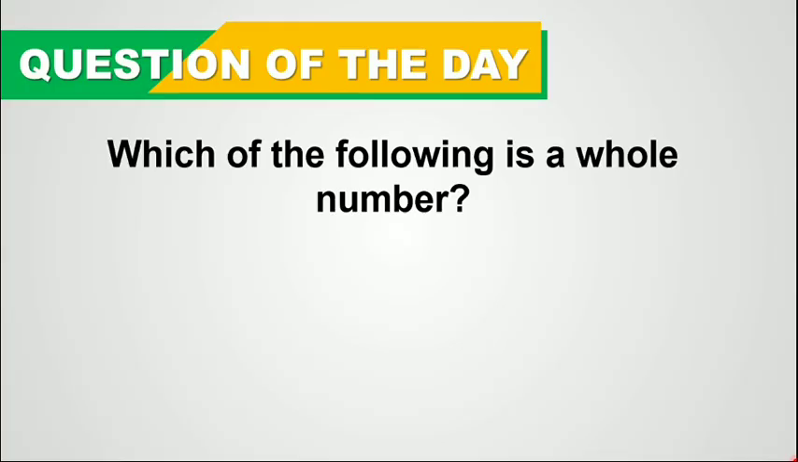Which of the following is a whole number? A. 0, B. -1, C. square root of 5, or letter D. Pi? What is your answer?